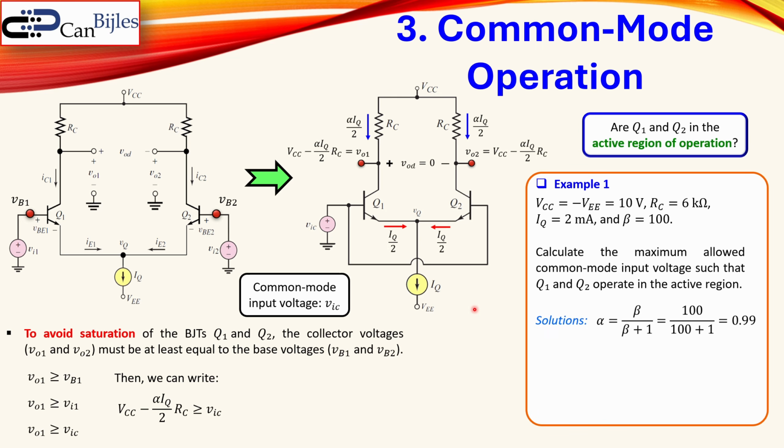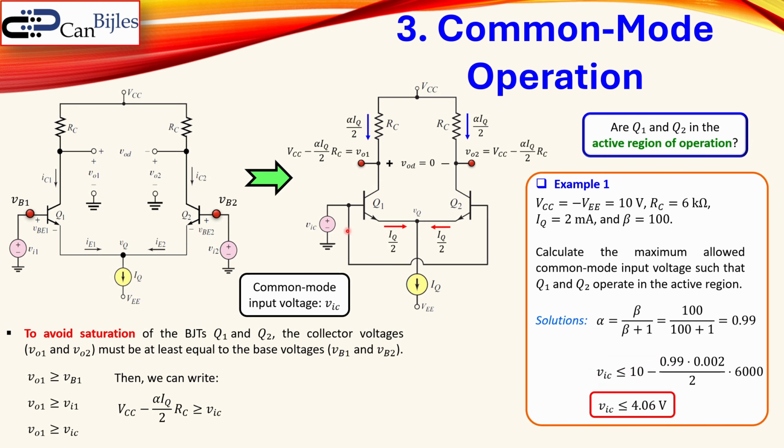Well, we have to check first the parameters we need here in our formula, because this is the formula we need to use. Alpha is calculated as beta over beta plus 1. This is the parameter we have to calculate. Now you do here 100 over 100 plus 1, so 100 over 101. That is approximately 0.99, so it is very close to 1. Now we can say VIC is equal to VCC, which is 10, minus the 0.99 for the alpha, times the 2 milliamps, which is our IQ, over 2, and times the 6,000, which is our 6 kilo ohms. Now if you do the calculation, you get here 4.06 volts.